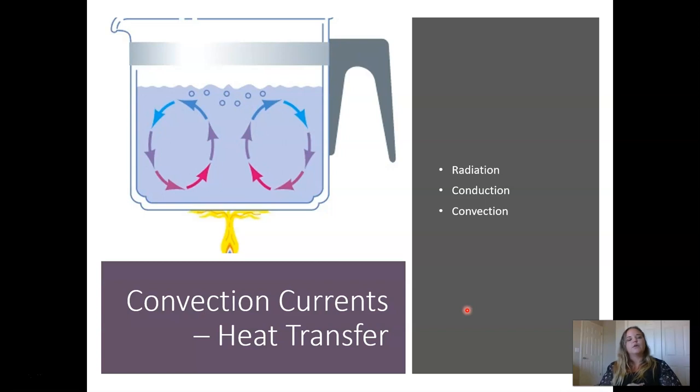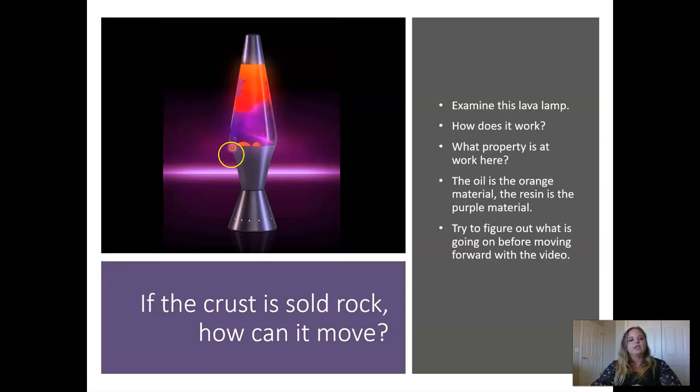Okay, so the way that the lava lamp works is there is a heat source at the base. So let's go back and look at that for a second. So we have a heat source here at the base, and it heats up the oil, which is this orange stuff, and then there's resin as the purple stuff. So it heats up the oil, and when something heats, it will rise. As it comes to the top, it cools down and becomes more dense. Because it becomes more dense, it ends up falling.